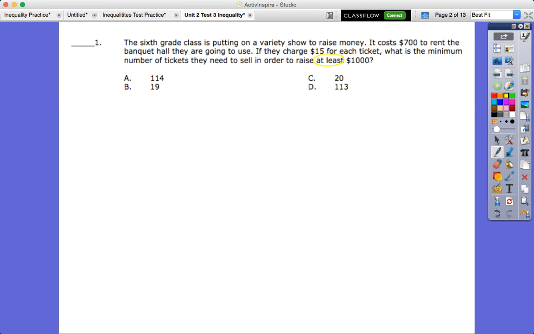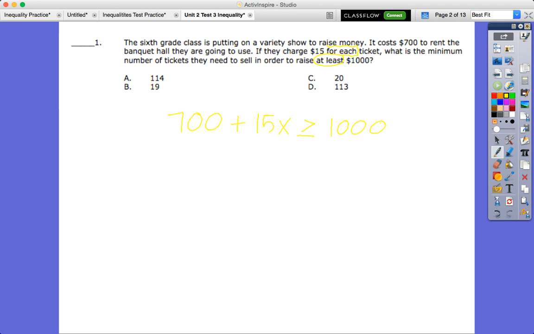So we've got $700 that we know we're going to have to spend to rent this banquet hall. Now we know that we're going to charge $15 for each ticket, so that's where our variable is going to go. And after we spend the $700 and sell those tickets, we need to raise at least $1,000. Remember, at least means greater than or equal to.